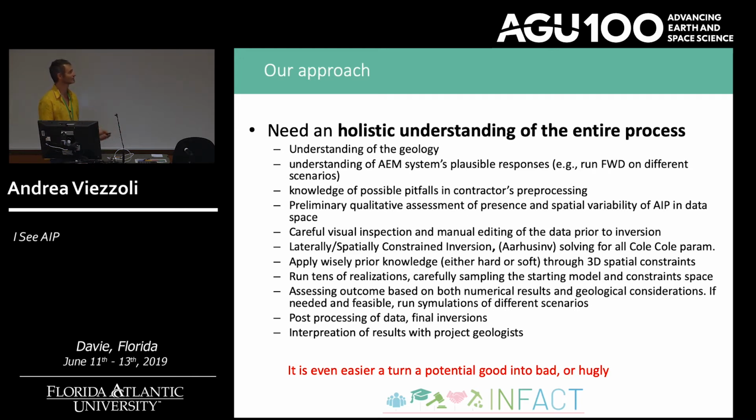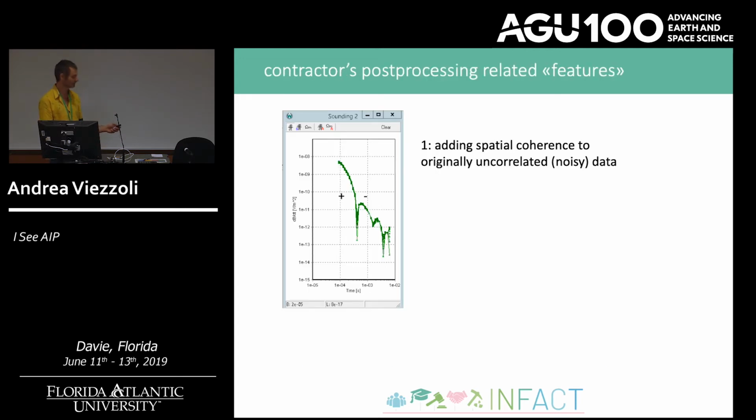If you don't do that, in my experience, you can end up in a very wrong spot in the model space. Then we're doing this laterally spatially constrained inversion with Aarhus Workbench. As usual, and good practice in inversion, apply prior knowledge, run a lot of realizations. Got to be very careful in sampling the starting model space and the constraint space thoroughly, and assess the results both numerically and from a geological perspective. And if you're not satisfied, go back. And just pulling a line from Jared's, in airborne IP, it's even easier to turn a potential good into an ugly. It's fairly easy to do that, unfortunately.